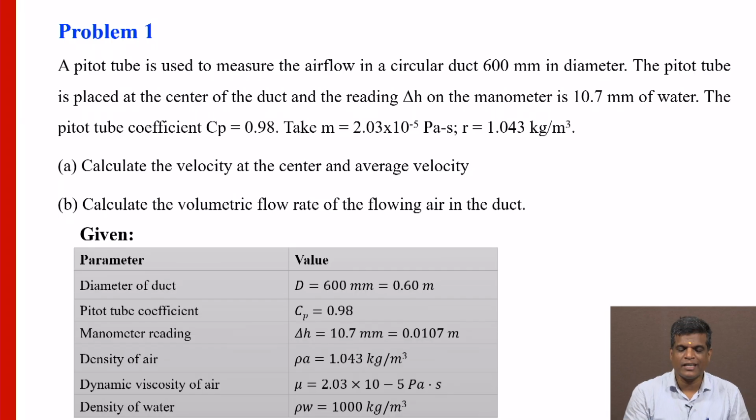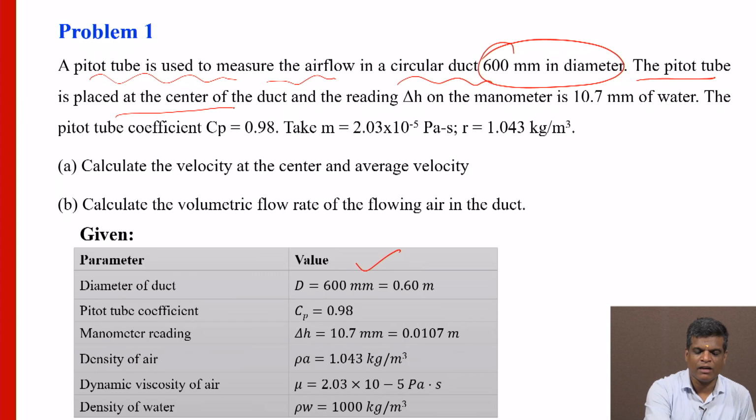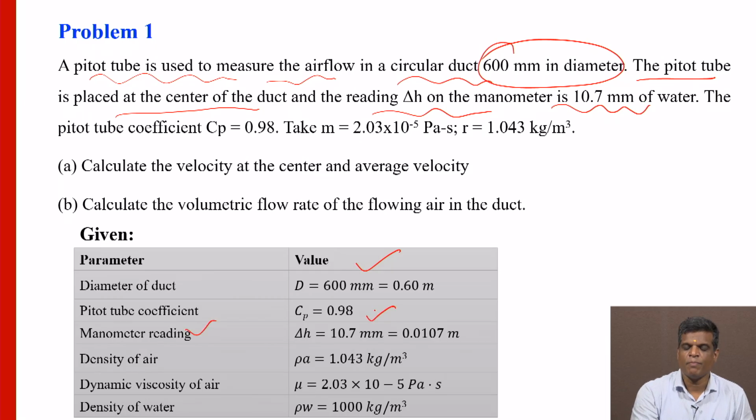So, problem 1 we will discuss. The pitot tube here is used to measure the air flow, because that flow is circular, with a 600 millimeter diameter, as already given in the problem. The pitot tube is placed in the center, and there is a delta H of 10.7 millimeter, the manometer reading, and we convert everything into SI units.